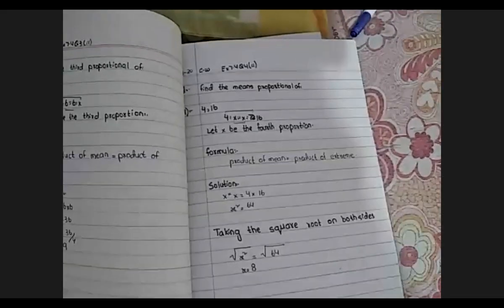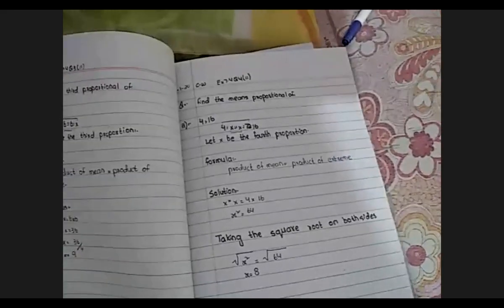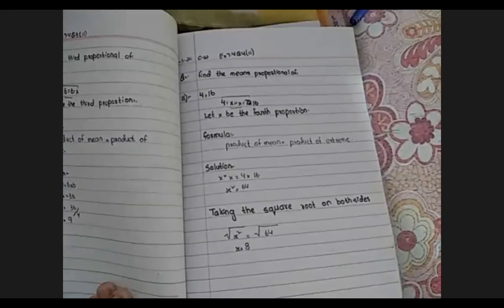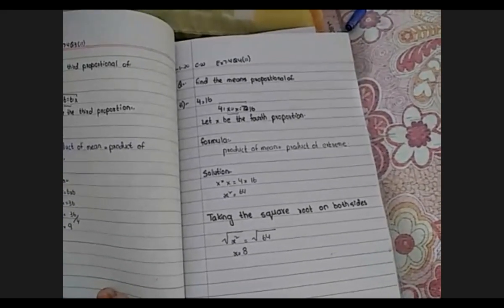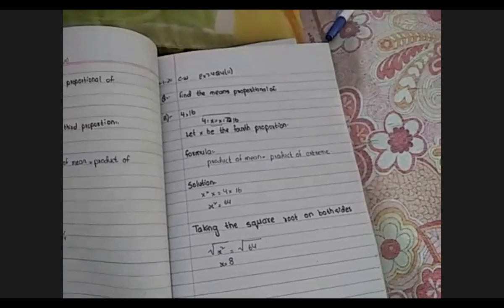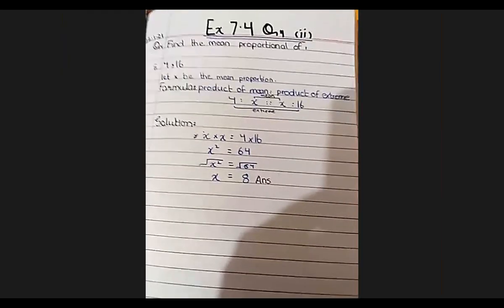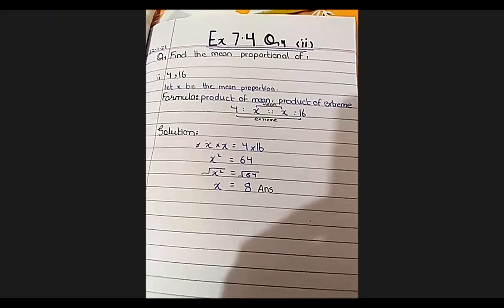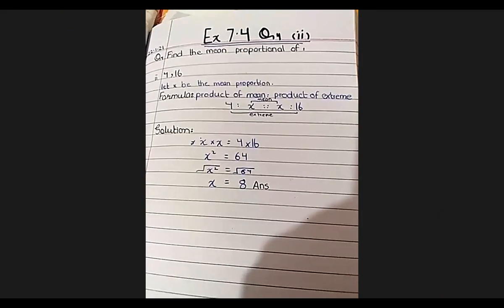Here, Iman is there with us. Okay, 4 and 16. So 4 ratio x into 16. Here we have written let x be the fourth proportional, then the formula, then the solution, and in the end we get x is equal to 8. Excellent, excellent. Now next turn, Manahil. X is equal to 8. Very, very good, Manahil. So here next copy is of Sheroz.